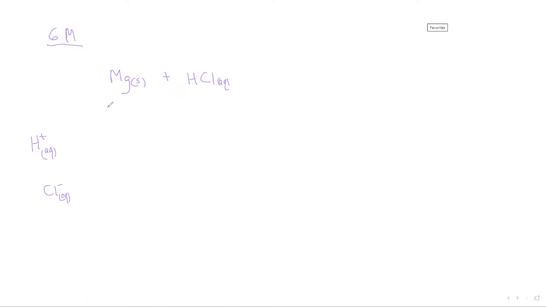We'll get to that at the end of chapter 3. It doesn't need to be brought up here. Let me write it though. 6 molar. And this is a concentration.